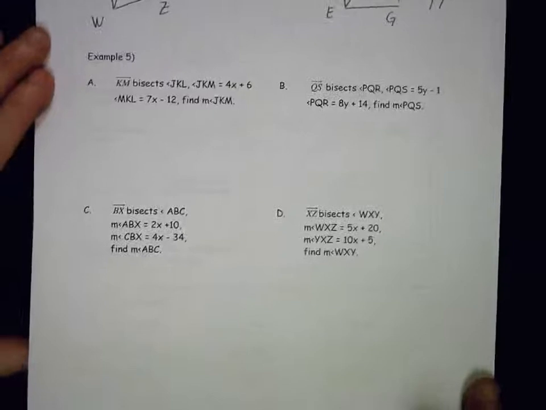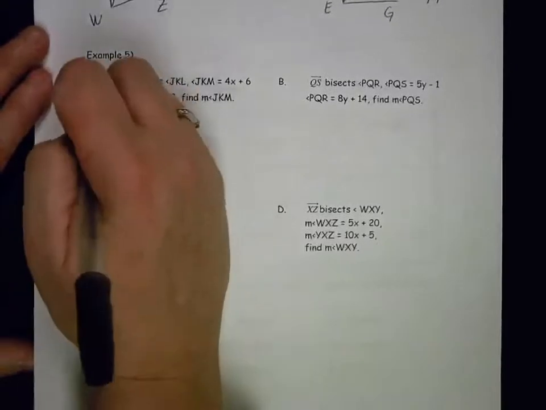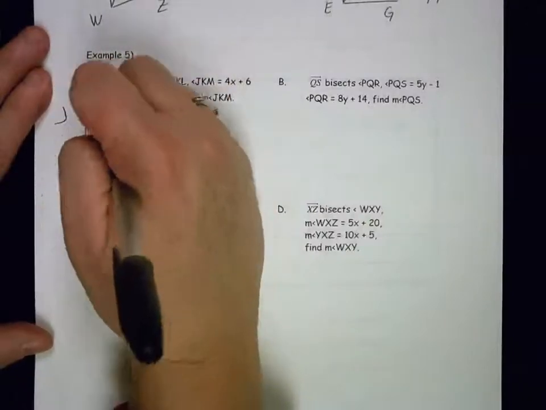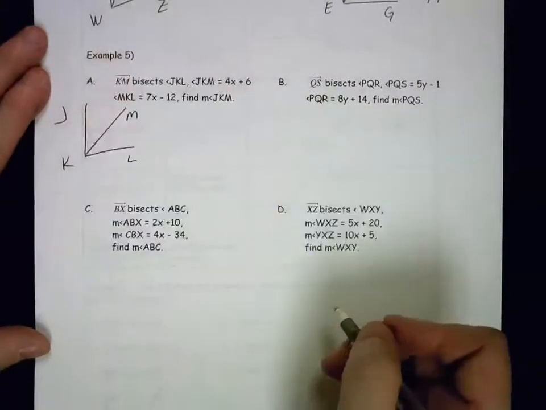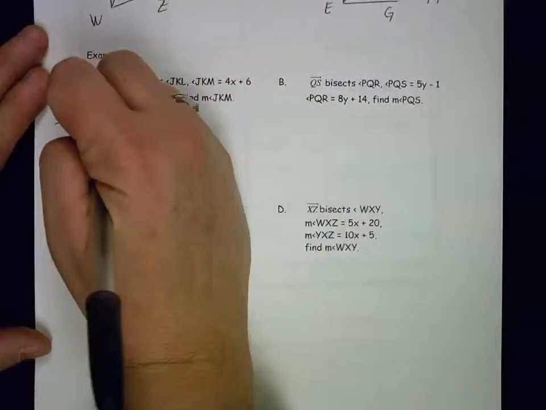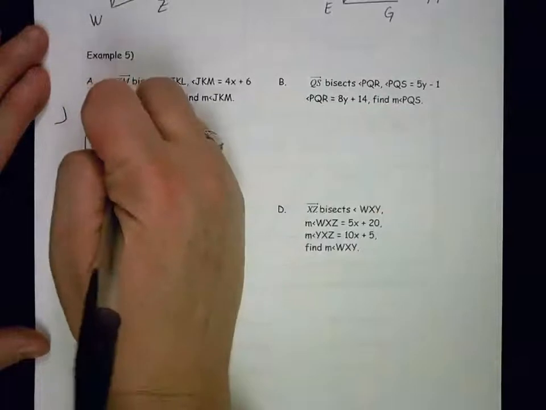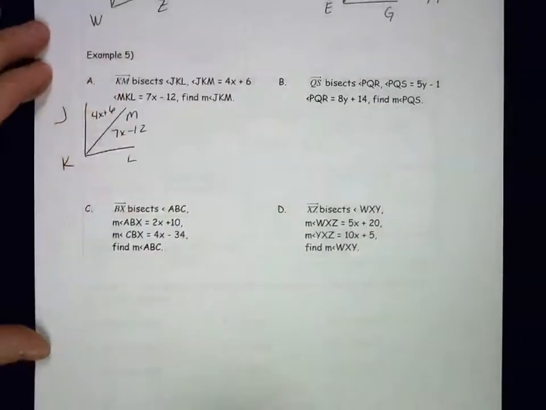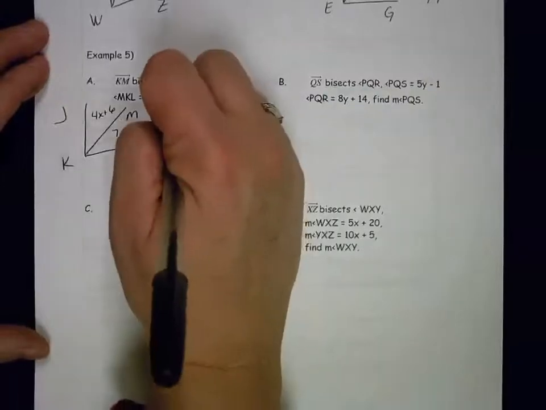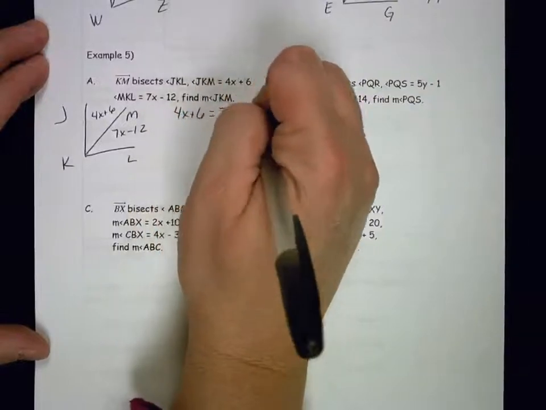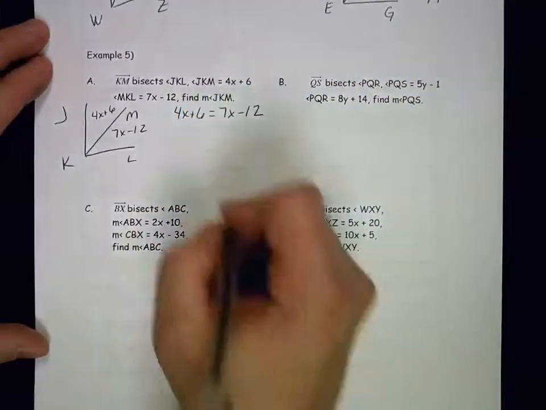And example 5 is our last example for this section. KM bisects JKL. Bisect means it cuts exactly in half. JKM is 4x plus 6. MKL is 7x minus 12. Since that is bisected, we know that those two pieces are exactly the same size.